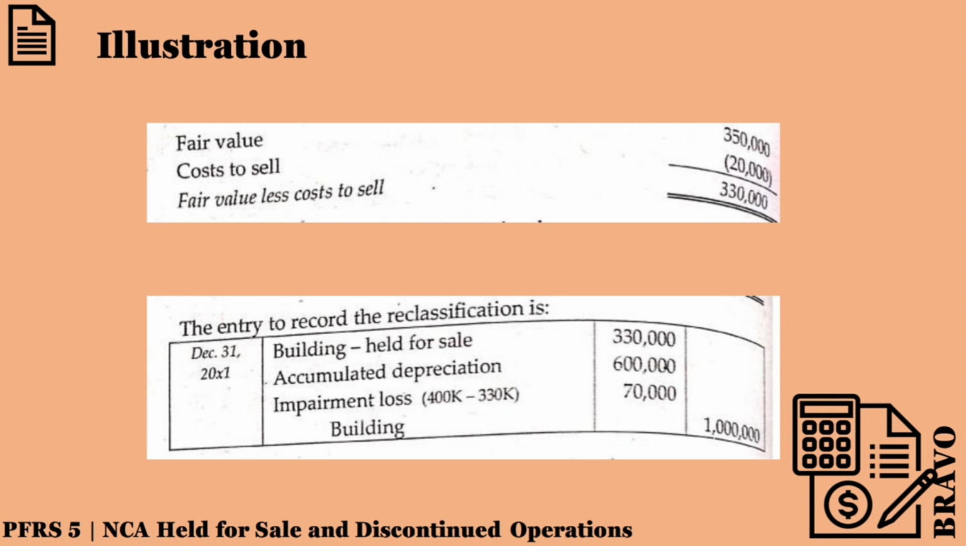And sa pagre-record naman ng journal entry, so first is the building. Since nakuha na natin yung measurement niya and the rule in that measurement that whichever is lower in carrying amount and fair value less cost to sell, ang ire-record natin for the building held for sale is 330,000. Accumulated depreciation, 600,000. Impairment loss, 70,000. Makukuha naman natin si impairment loss by simply subtracting the carrying amount to fair value less cost to sell, and the credit building 1 million.